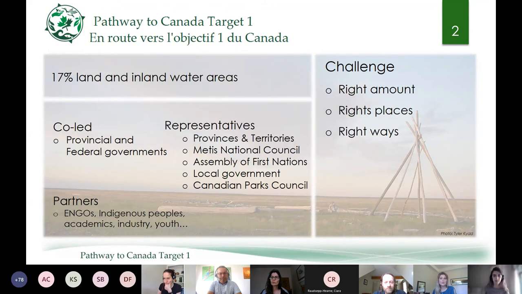This initiative is co-led by a provincial government and the federal government, and we're fortunate to have representatives participating in the initiative from nearly all provinces and territories, the Métis National Council, the Assembly of First Nations, as well as representatives from local government and the Canadian Parks Council. We also have had partners who have provided a broad variety of perspectives and inputs, including environmental and government organizations, Indigenous peoples, academics, youths, et cetera. And all of these people are working together to not only focus on the number 17%, but to help address the big challenges in area-based conservation. So protecting the right amount of area, protecting the right places to optimize benefits for biodiversity, and doing so in the right ways. Next slide, please.